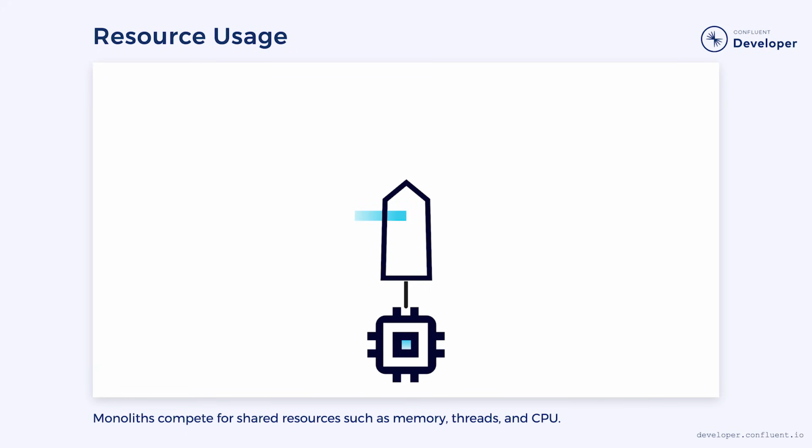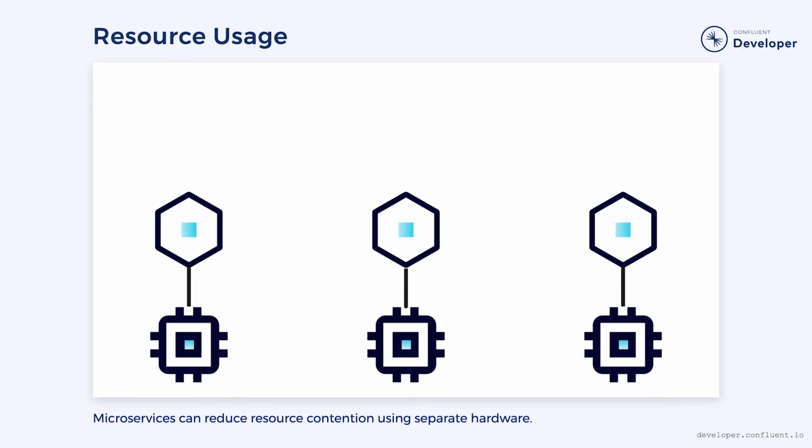Some types of isolation only apply to microservices. In a monolith, unrelated parts of an application compete for the same resources, such as memory, threads, and CPU. If we split the system into microservices, we can ensure they don't compete, either using container resource limits or by deploying to different machines.